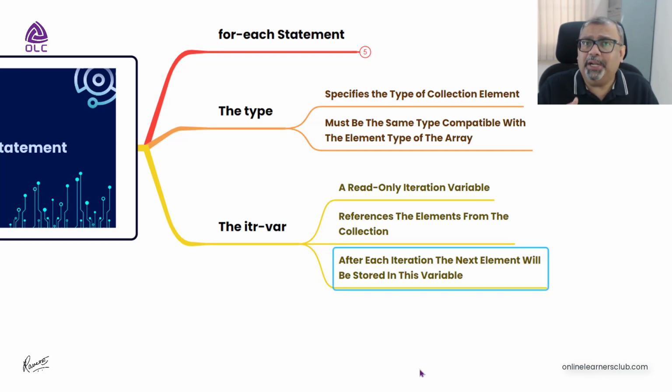And after each iteration, the next element will be stored automatically in this variable. So we don't have to really worry much about it, and you can reduce the line of code where you are basically grabbing the element from the array and assigning it to a variable. So that is handled automatically for you in the for each loop. So how does this work? How can you implement this?